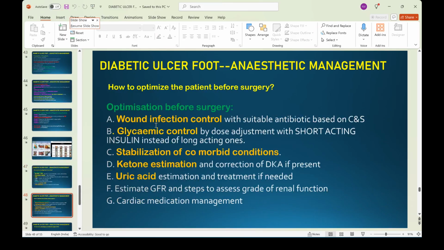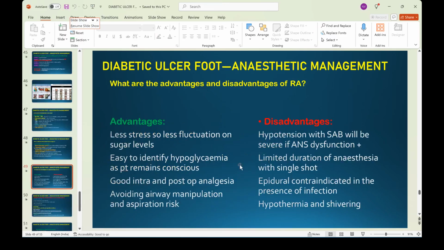And optimization before surgery: wound infection control with antibiotic, glycemic control with short-acting insulin, and stabilization of comorbid conditions, ketone estimation, uric acid estimation, etc. And estimation of GFR and assess the grade of renal function and cardiac medication management.